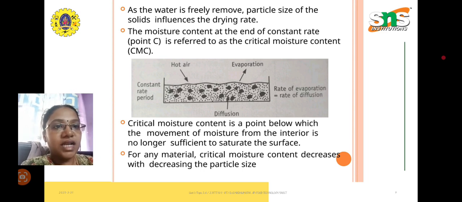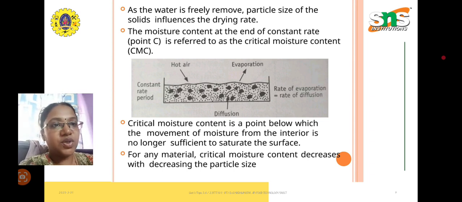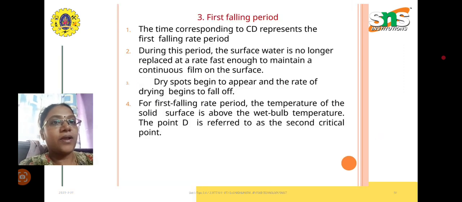The critical moisture content means the moisture content at the end of the constant rate period. It is the point below which the movement of moisture from the interior is no longer sufficient to saturate the surface. Okay, the third is the first falling rate period.